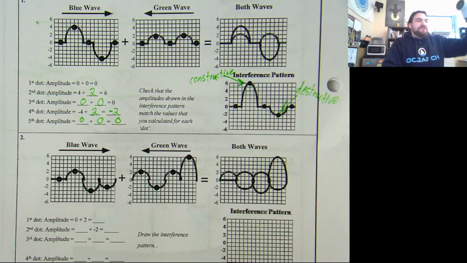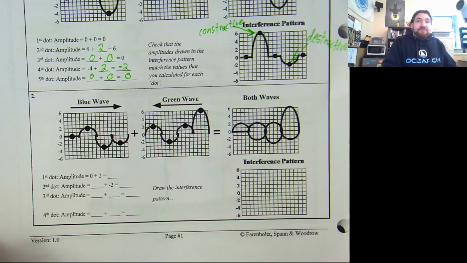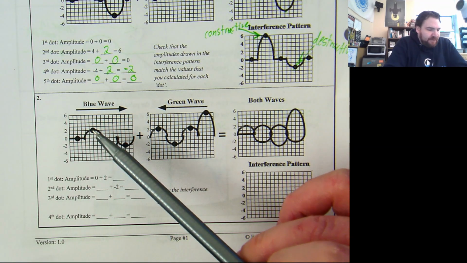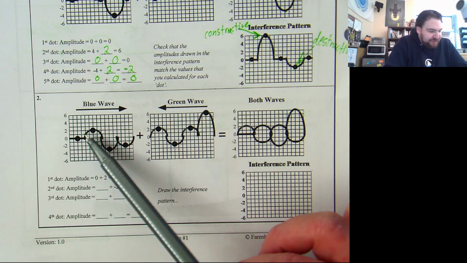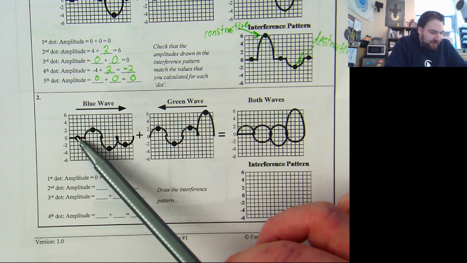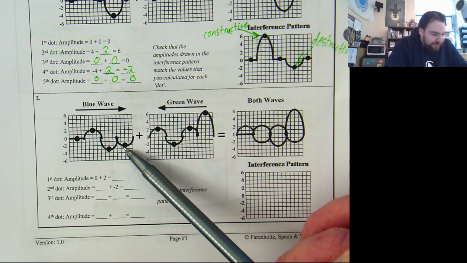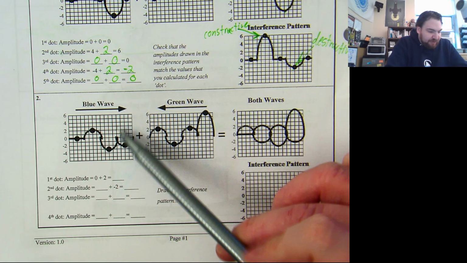So we can make some interesting interference patterns, or interesting wave patterns. How you'd actually do this, I have no idea. But let's say we've got a blue wave traveling to the right, and it looks like this pattern. At the first dot it's 0, second dot it's 2. Here we're at -3, here we're at -2, and 0 in the middle here and here.